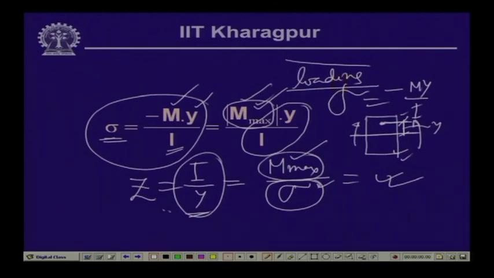So, if we can select a member of this Z value, then if we go for a section which has a higher Z value than Z required, then the section will be able to withstand the bending moment that is occurring because of the load. That means, if we select a member which has the I by y value larger than what we are getting from this expression M by sigma, then the member will be in a position to withstand this particular load. But if we provide a section for which the Z value is less than I by y, then naturally the stress level will go beyond the capability of that particular material, and the member will fail.